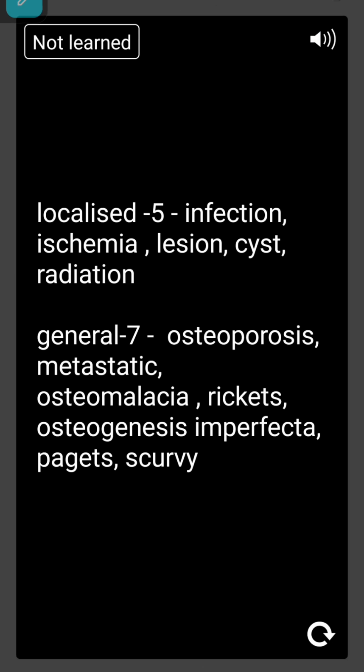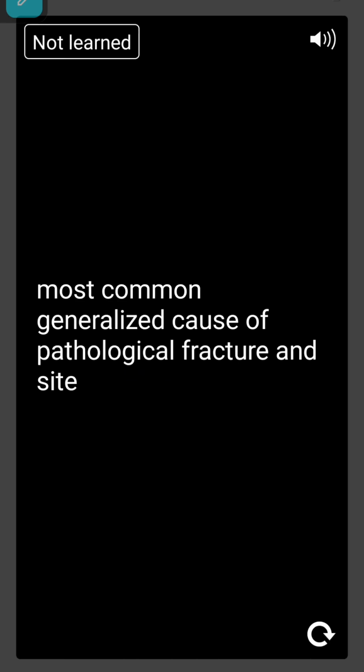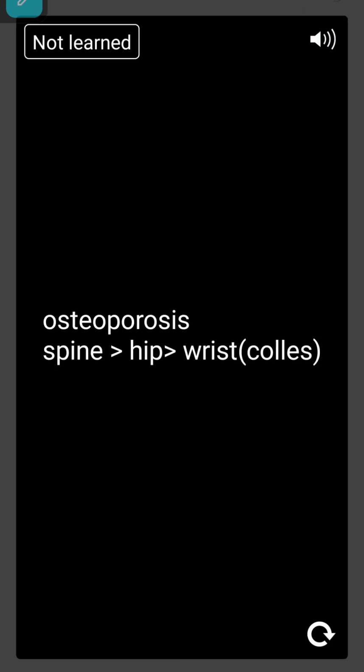Causes of pathological fractures. Localized, 5: infection, ischemia, lesion, cyst, radiation. General, 7: osteoporosis, metastatic, osteomalacia, rickets, osteogenesis imperfecta, Paget's, scurvy. Most common generalized cause of pathological fracture and site: osteoporosis; spine greater than hip greater than wrist.